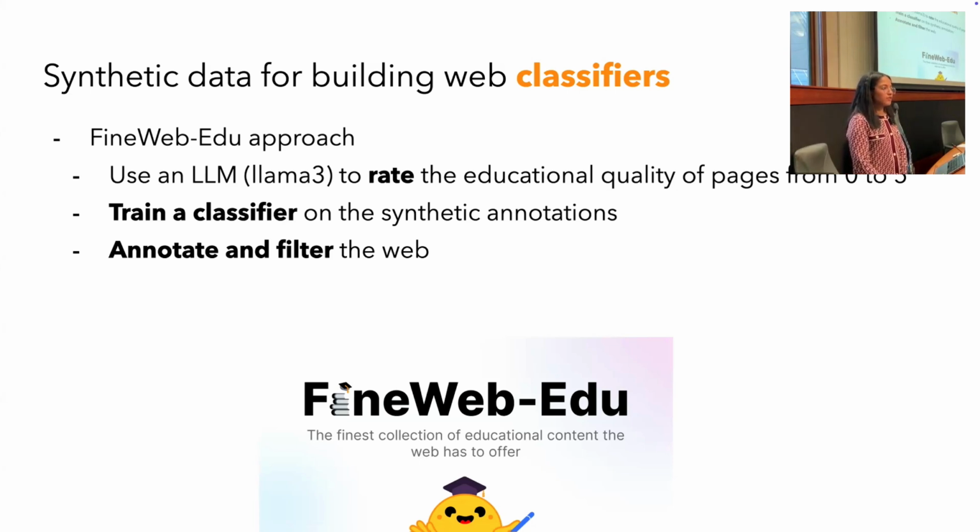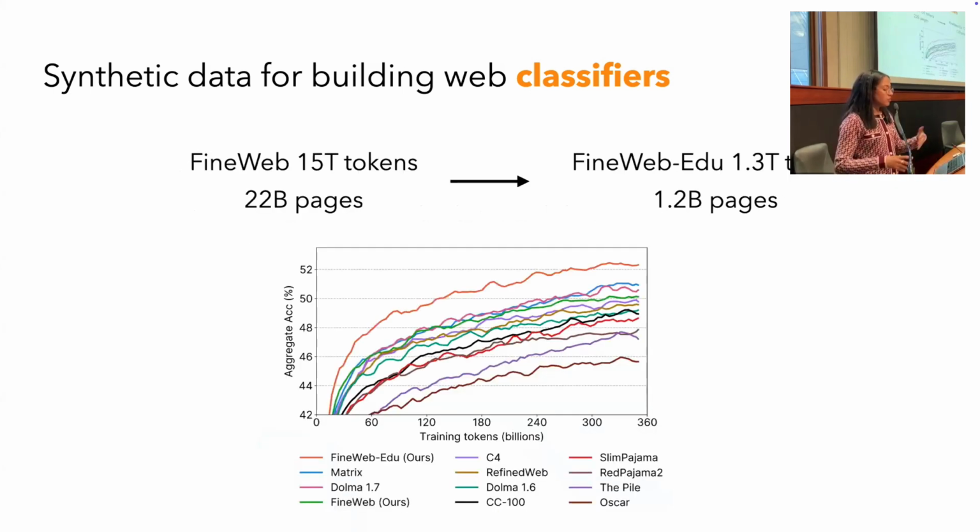And then we run this classifier on all of FineWeb, which is a 15 trillion tokens dataset. And then we only keep the pages that have a score that's higher than 3. So in our case, we went from 15 trillion tokens to just 1.5 trillion tokens that are really highly educational. And as you can see here, FineWeb-Edu outperforms all the other public web datasets by a large margin on a couple of benchmarks. Here I show the aggregated score. And you can see that this approach is really effective for filtering web datasets to get better corpora for training your LLMs.